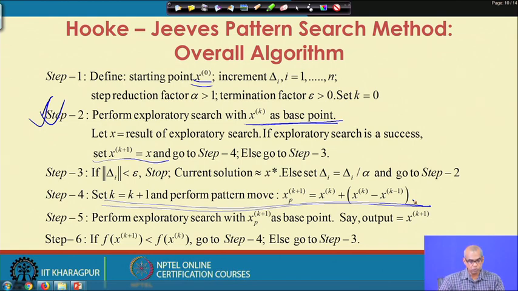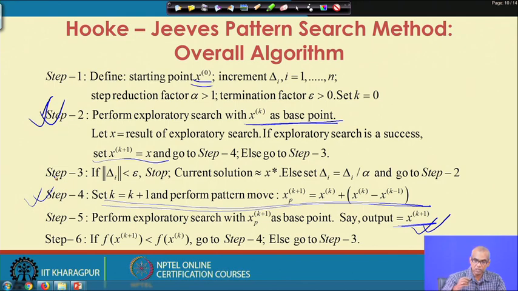After performing the pattern move, we perform exploratory search, and for that you take the base point that you obtain after performing the pattern move. Let us say the output is x k plus 1. So, if the function value at this x k plus 1 is less than the function value at x k, we go to step 4, where we perform a pattern move again. After that, we perform exploratory search again, and this continues.